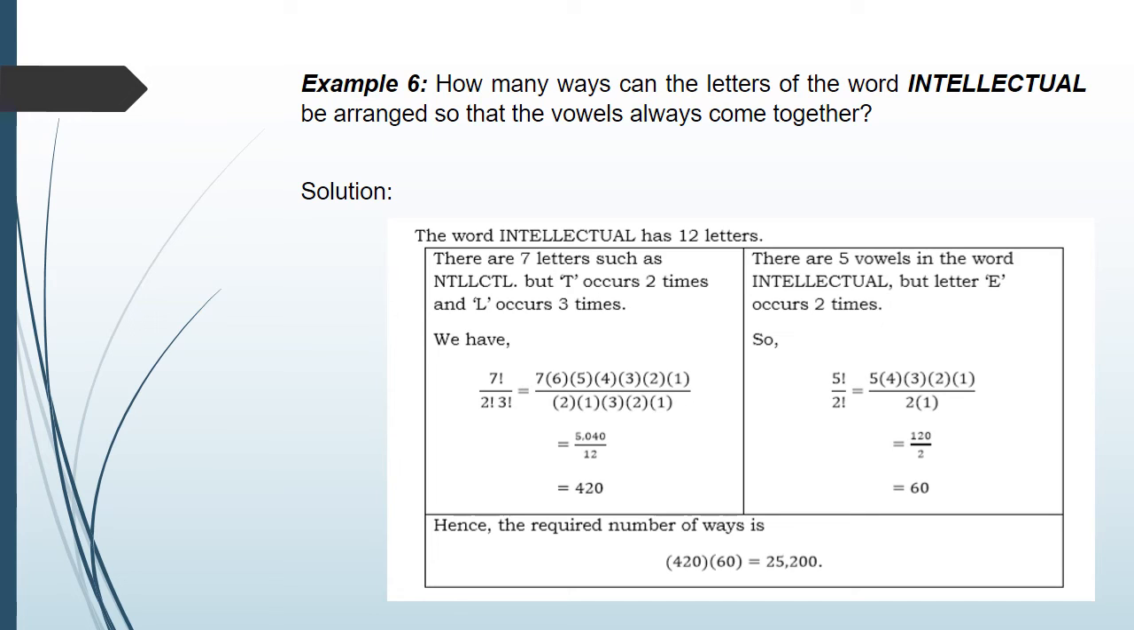There are 5 vowels in the word intellectual, but letter E occurs 2 times. So, 5 factorial over 2 factorial is equal to 5 times 4 times 3 times 2 times 1 over 2 times 1 is equal to 120 over 2 is equal to 60. Hence, the required number of ways is 420 times 60 is equal to 25,200.